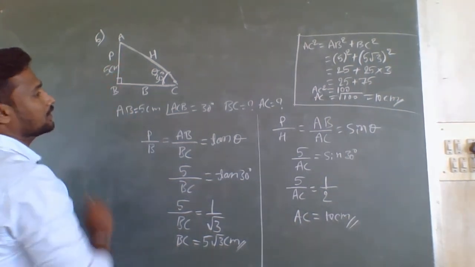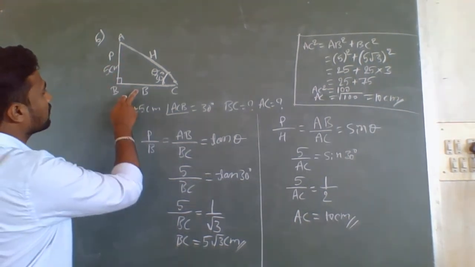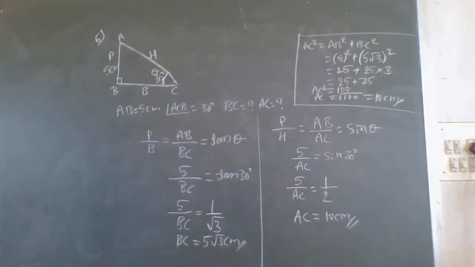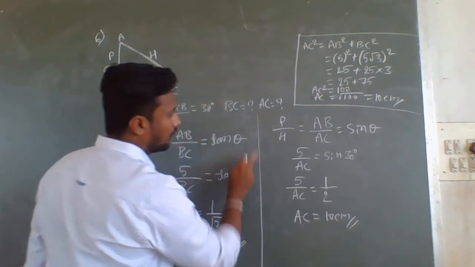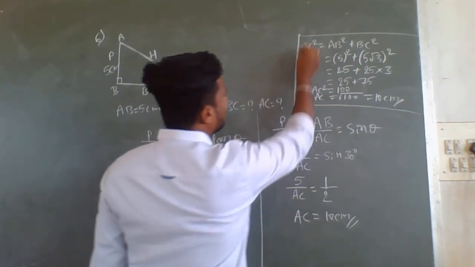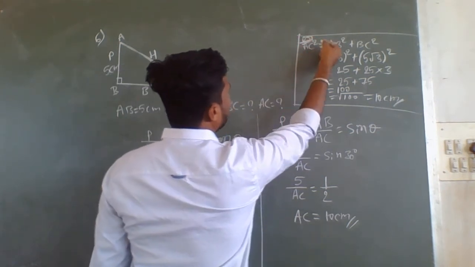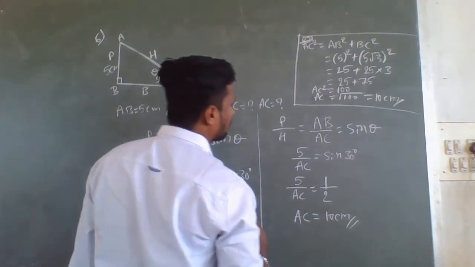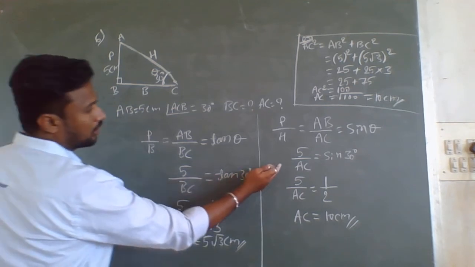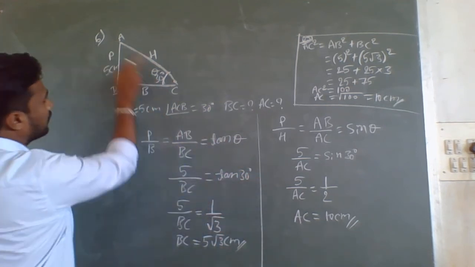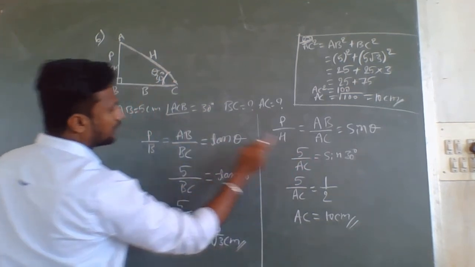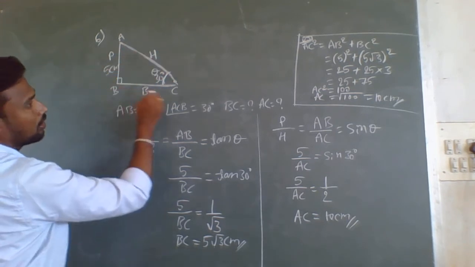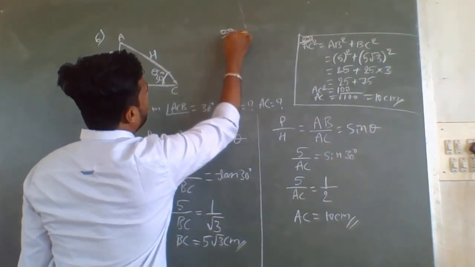Base by hypotenuse, what do you get? Cos theta. So here we got the AC value. This is another method, using Pythagoras theorem, or you can use another method. Here we calculated this length of AC by the sine value, meaning perpendicular by hypotenuse, AB by AC, or another method you can use.